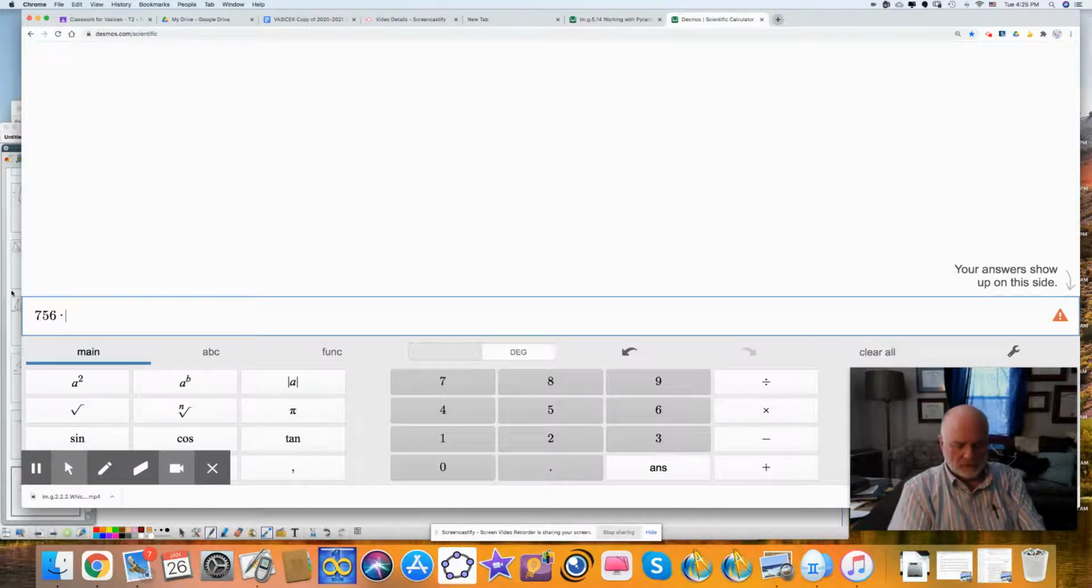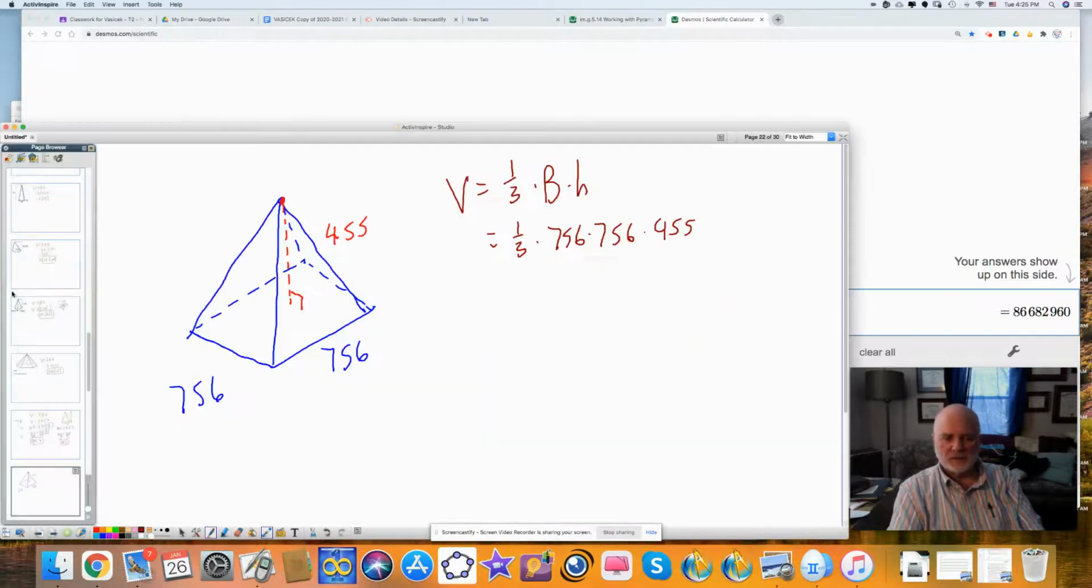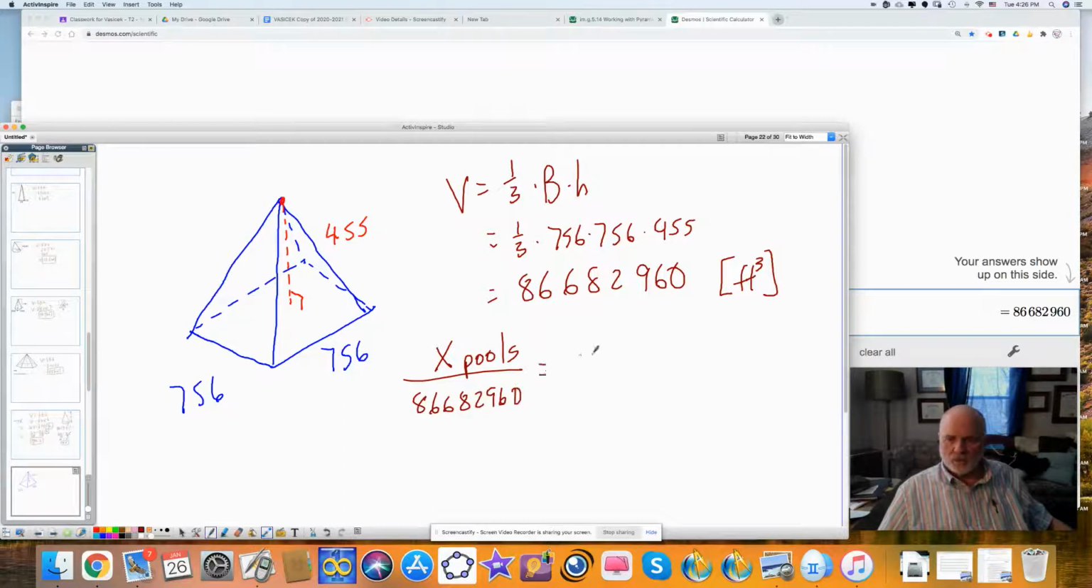756 times 756 times 455 times 1/3. That is 86,682,960. My units are in feet cubed, or cubic feet. Now we know, maybe you don't know, an Olympic-sized swimming pool, if you Google it, it'll give it to you in cubic meters or liters or something weird. I want it in cubic feet because I want to know how many pools, X, this is going to be. X pools per 86,682,960 is equal to 1 pool for how many cubic feet? And if you Google it, it'll tell you 88,000 cubic feet.